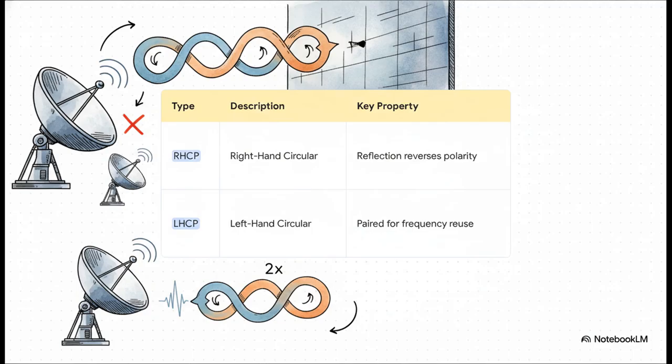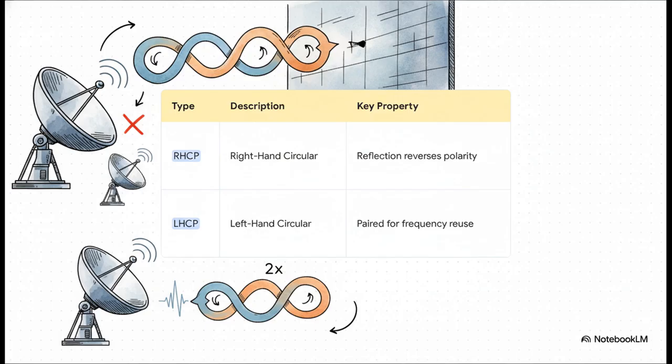Take right-hand circular. When that signal bounces off a surface, something amazing happens. Its polarity flips to left-hand. So if your receiving antenna is only listening for right-hand signals, it just flat out rejects that reflected signal. It's an incredibly slick way to get rid of multipath interference, especially in satellite links.